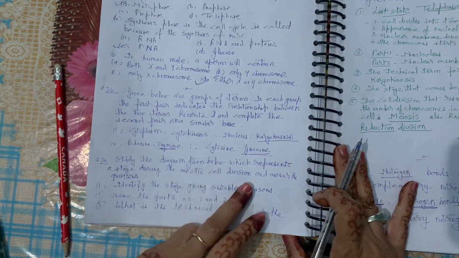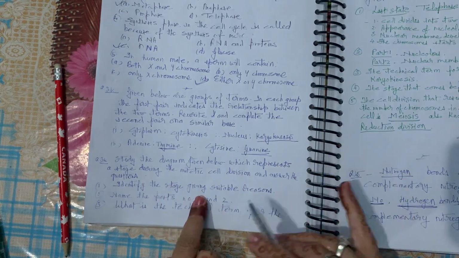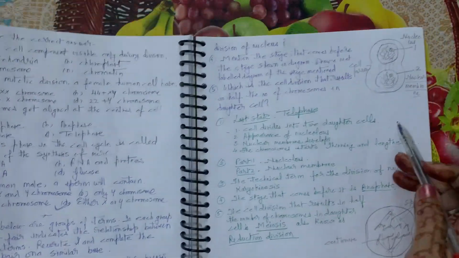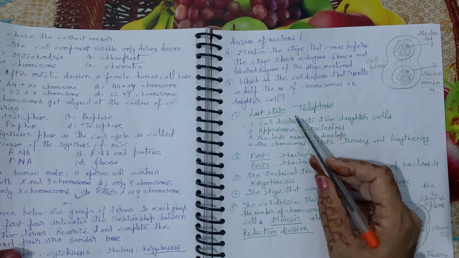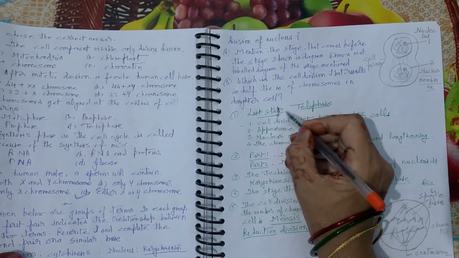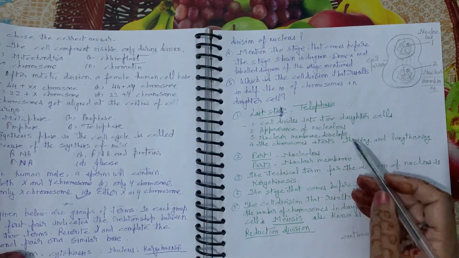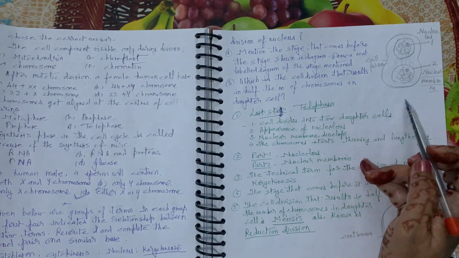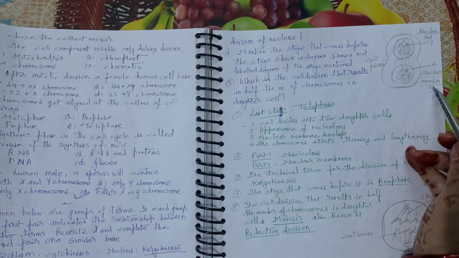Study the diagram given below which represents a stage during mitotic cell division. Identify the stage, giving a suitable reason. Now see, this is the late telophase stage. Name the parts numbered 1 and 2. Number 1 is the nucleolus, number 2 is the nuclear membrane.